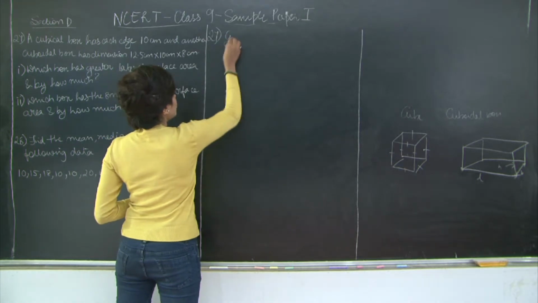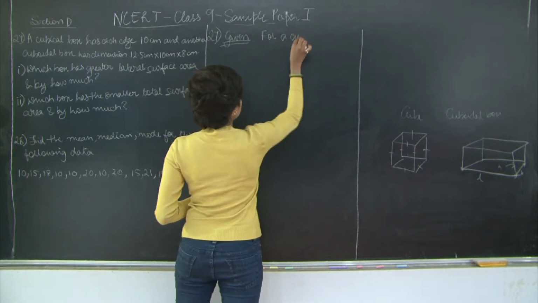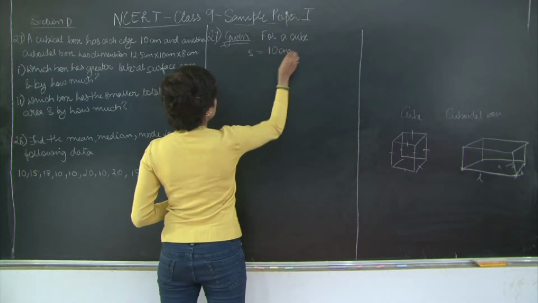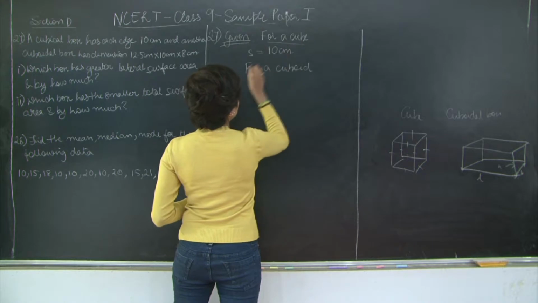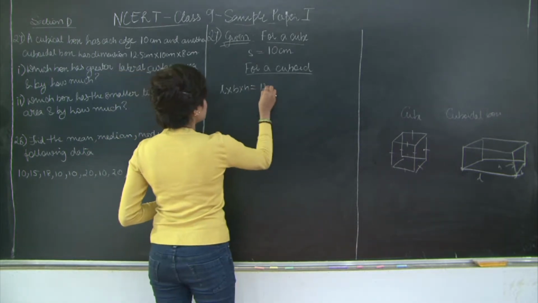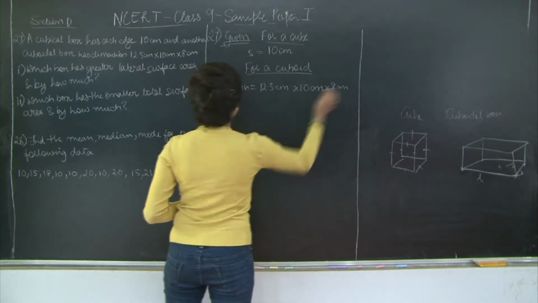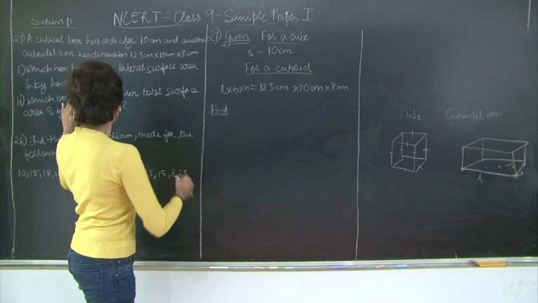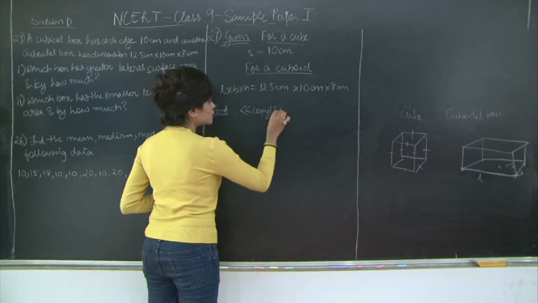So again, I'm going to start with whatever is given. Given, for a cube, I have side is equal to 10 centimeters, whereas for a cuboid, I have length into breadth into height as 12.5 centimeters into 10 centimeters into 8 centimeters. And to find, just copy the question as it is. I'm not rewriting it. You need to write both these questions. So I'll say copy statement numbers 1 and 2.